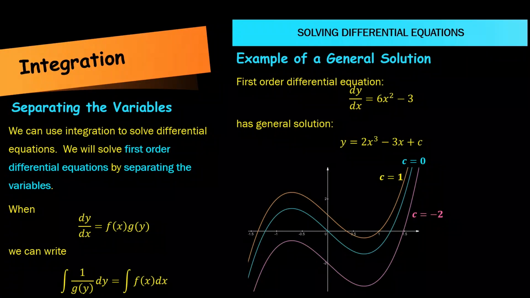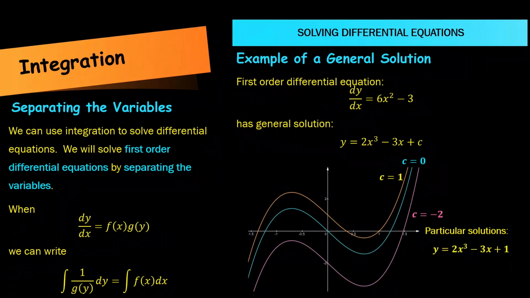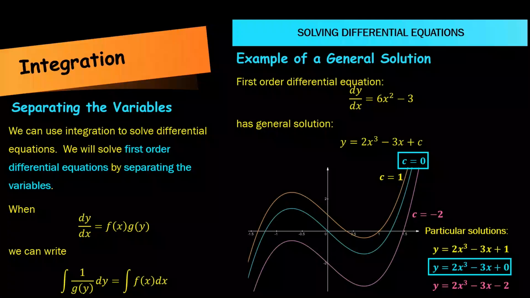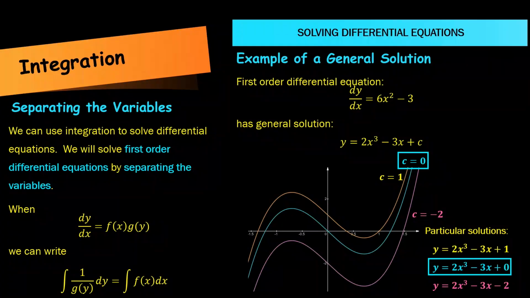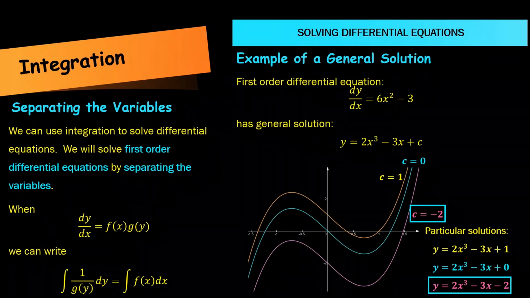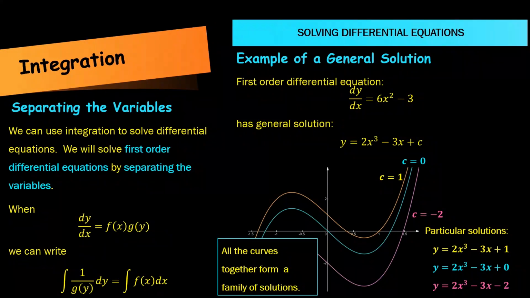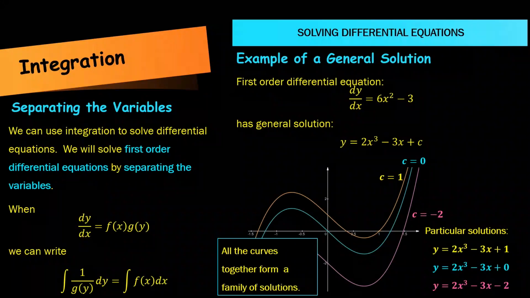Here are some particular solutions. So when c equals 1, we have y equals 2x cubed minus 3x plus 1. When c equals 0, we have y equals 2x cubed minus 3x. And when c equals minus 2, we have y equals 2x cubed minus 3x minus 2. All these curves, plus infinitely many more, depending on the value of c, give us a family of solutions.